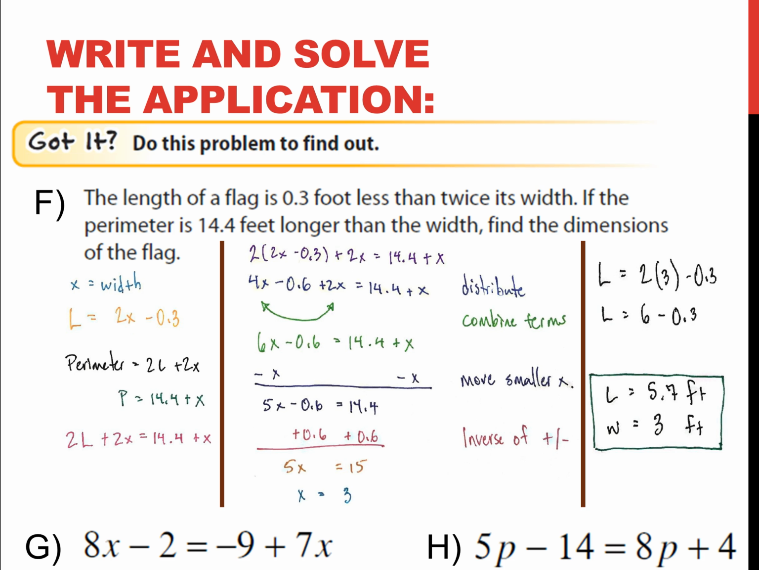So example G, 8x minus 2 equals negative 9 plus 7x. That's 8x minus 2 equals negative 9 plus 7x. Example H is 5p minus 14 equals 8p plus 4. 5p minus 14 equals 8p plus 4. Go ahead and pause the video. I'll be here when you get back.